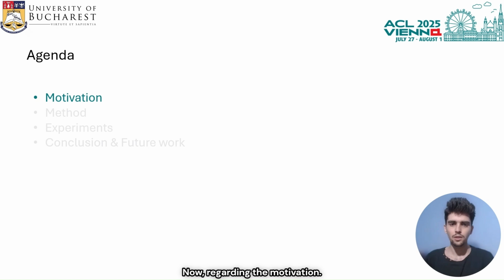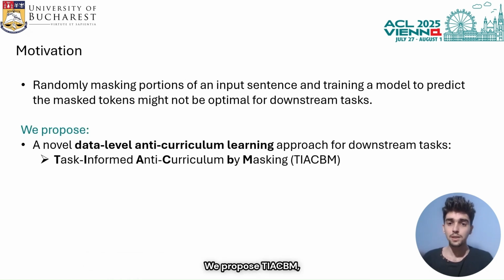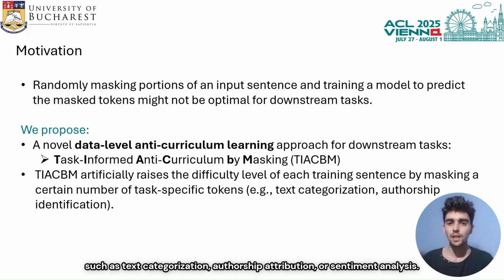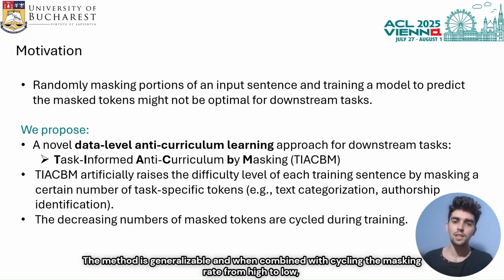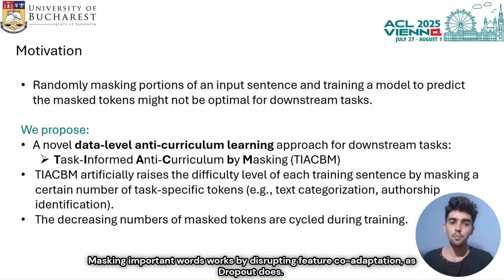Now regarding the motivation. Random masking is common in language model pre-training but can limit downstream performance, and retraining full models is costly. We propose TICBM, a data-level anti-curriculum that increases training difficulty by masking tokens important to the downstream task, such as text categorization, authorship attribution, or sentiment analysis. The method is generalizable, and when combined with cycling the masking rate from high to low, it boosts performance and prevents catastrophic forgetting. Masking important words works by disrupting feature co-adaptation as dropout does.